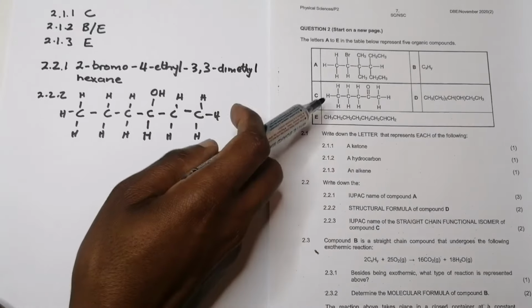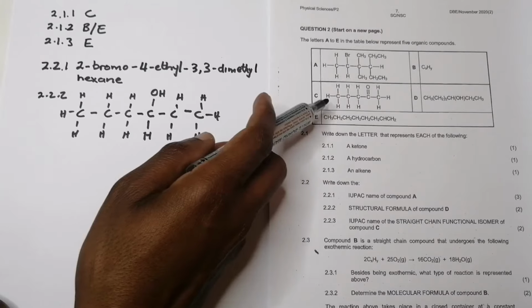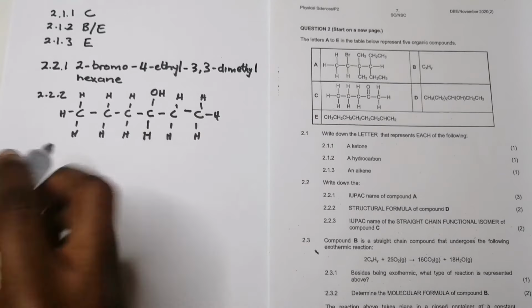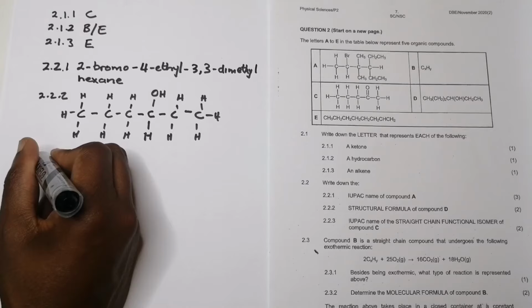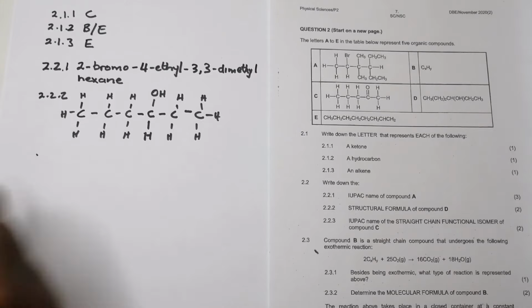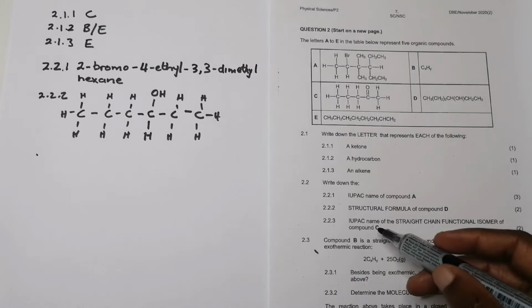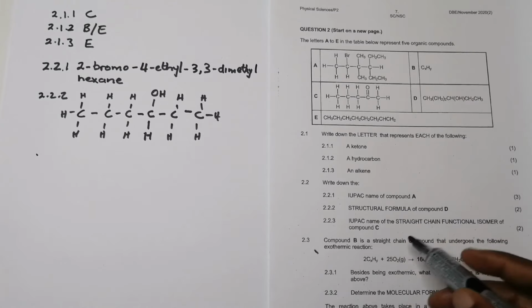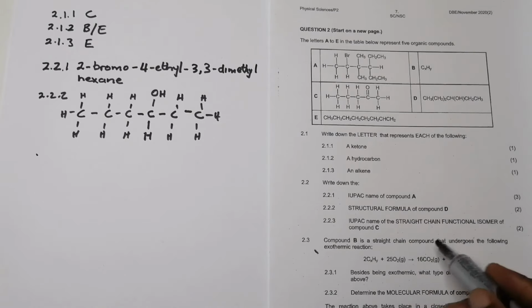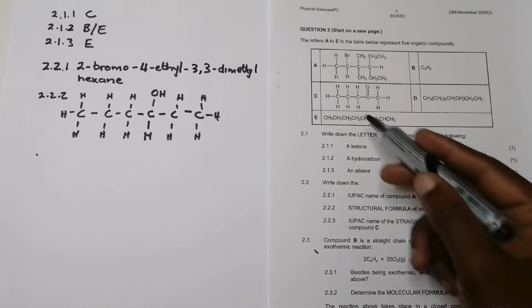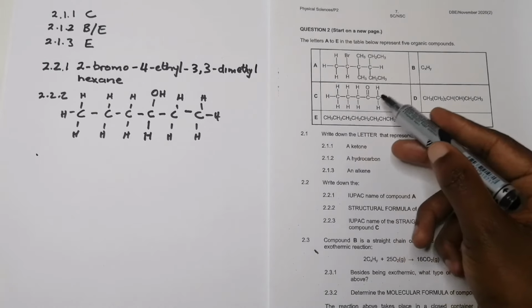So this time we're looking at a ketone. So they want a functional isomer. So in this case, it's definitely going to be an aldehyde, right? And remember, they said they want the IUPAC name. Okay, so we're not looking for the structure, we're looking for the name. So how many carbons are there? 1, 2, 3, 4, 5.